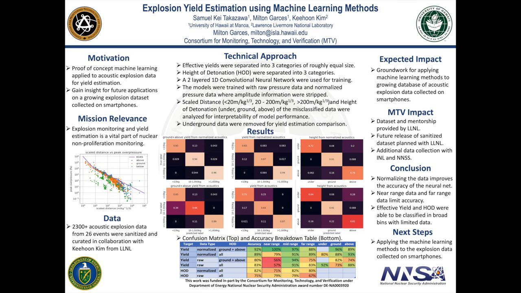Normalizing the data improved the accuracy of the yield classification. Near-field and far-field data, where acoustic propagation isn't linear, perform worse in classification. Overall, effective yield and height of detonation were able to be classified in broad bins with limited data. We plan to apply the same methods to a larger dataset, which includes those collected from smartphones.